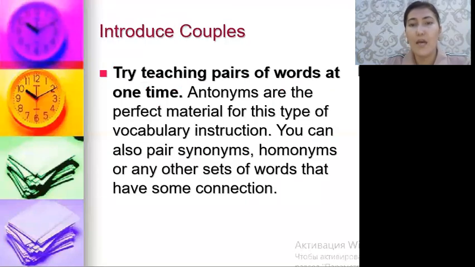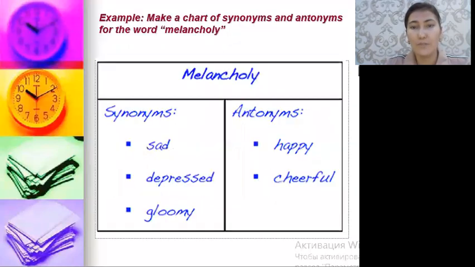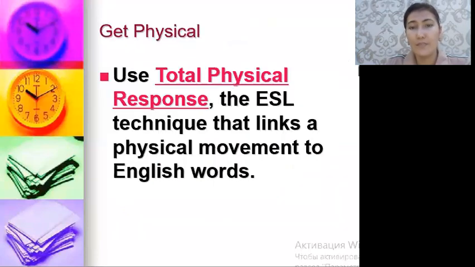Introduce couples. Try teaching pairs of words at one time. Antonyms are the perfect material for this type of vocabulary instruction. You can also pair synonyms, homonyms, or any other sets of words that have some connection. For example, melancholy: here you can see synonyms and antonyms of this word, and at one time you can teach many words.